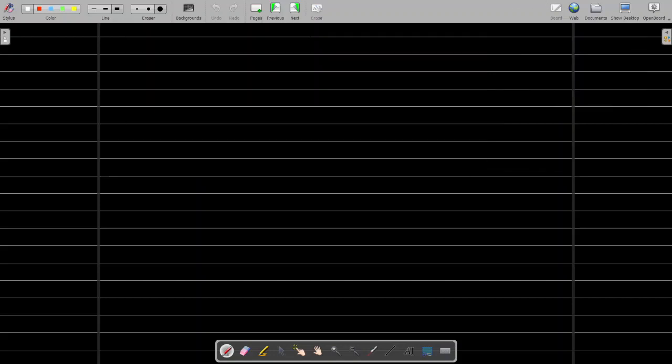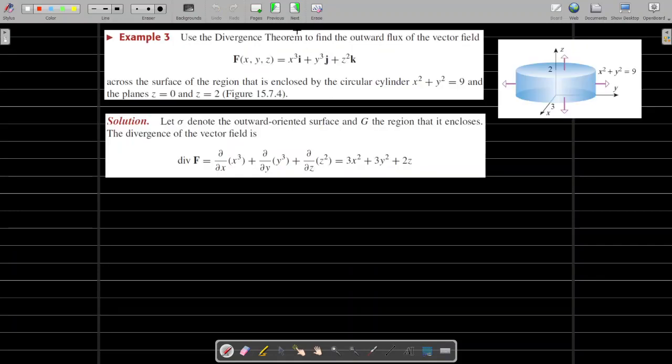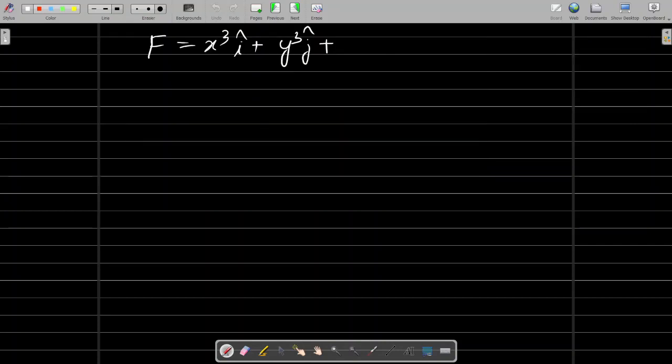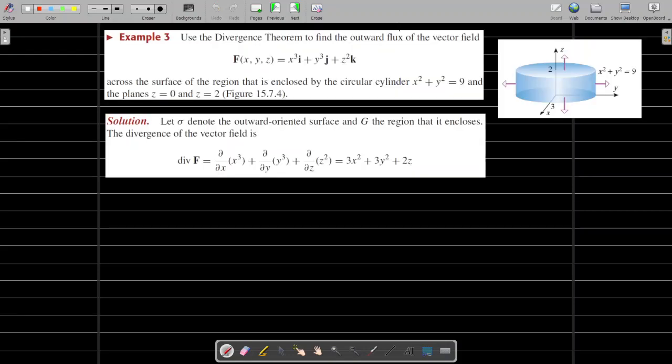So F is equal to x cubed i plus y cubed j plus z squared k, across the surface of the region that is enclosed by the cylinder x squared plus y squared equals 9, and the planes z equals 0 and z equals 2.